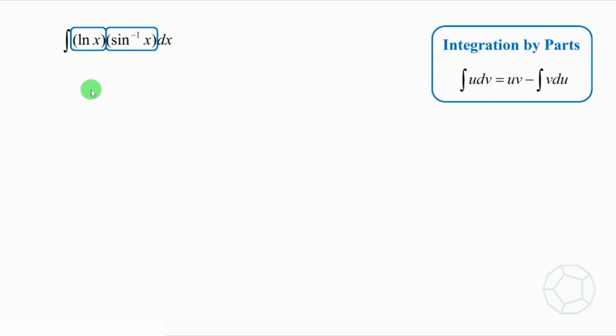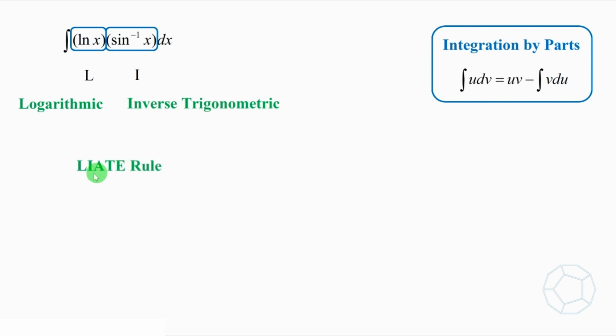Now we have to decide which term should be absorbed into the differential. Because log x is a logarithmic function L, while arc sine x is an inverse trigonometric function I. By the LIATE rule, L is in front of I. So L is u and I is dv. In other words, we have to absorb arc sine x, that is to integrate it.